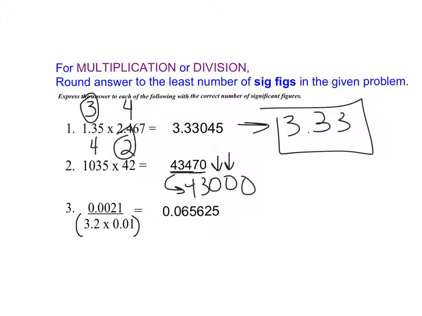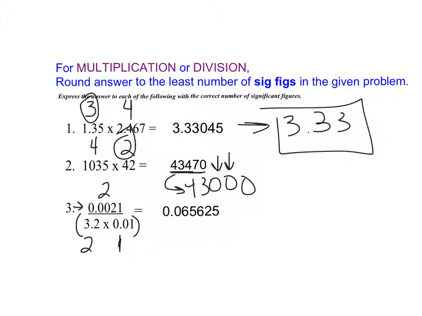And when we look, we have 0.0021. Well, these three zeros are all leading zeros, and according to our rules, leading zeros never count, which means 0.0021 has two significant figures. 3.2 has two significant figures. 0.01 only has one significant figure. Both of those zeros are leading, and according to our rules, leading zeros never count. Which means even though we have the ability to calculate out that value to be 0.065625, that's way more precise than we're allowed to be based on the measurements that we took.